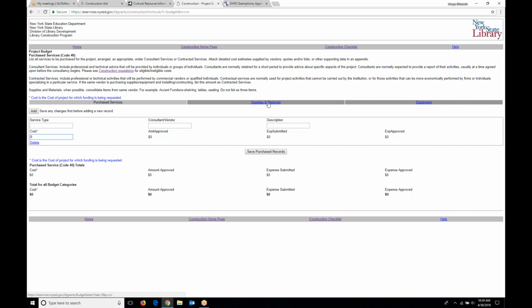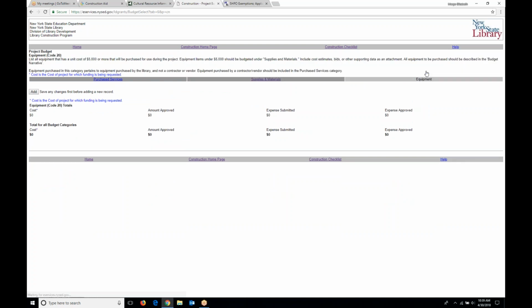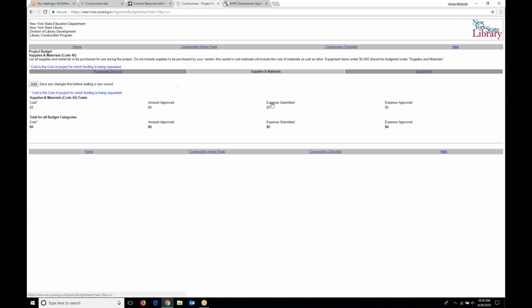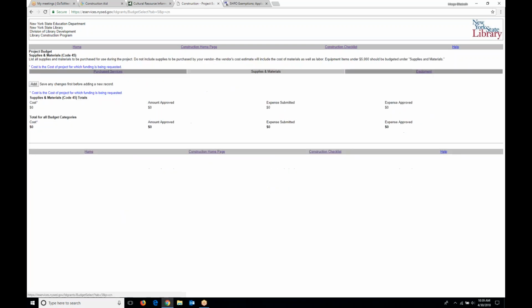Almost none of you, unless the library is operating as its own contractor, would be directly purchasing supplies and materials or renting or purchasing equipment, right? You've hired a contractor, service type contractor, to do that for you. So unless you yourself are going out and buying lumber, even though it's itemized on the bid that you received from the contractor, you do not put it under supplies and materials because you're paying the contractor for that. So this is, generally speaking, always zero.